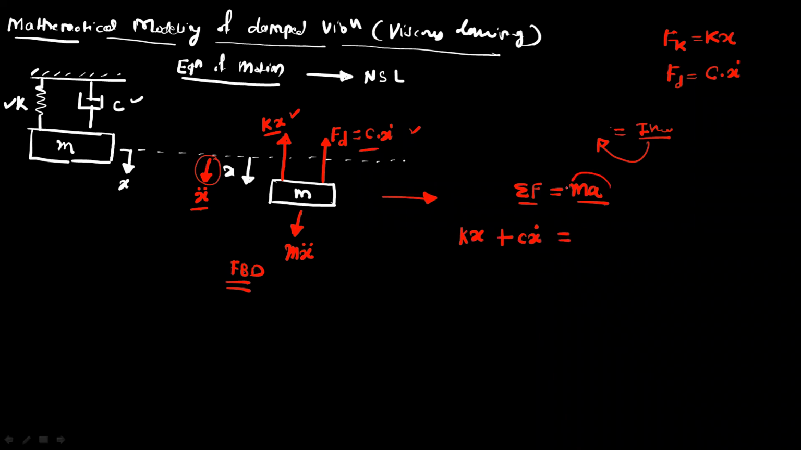This is the inertia term. It is in the negative y direction, so this is minus mx double dot. Just take this term on the left hand side. We will get the equation mx double dot plus cx dot plus kx equal to 0. Now this is called the equation of motion for a damped vibration, single degree of freedom system. And this is a free damped vibration.